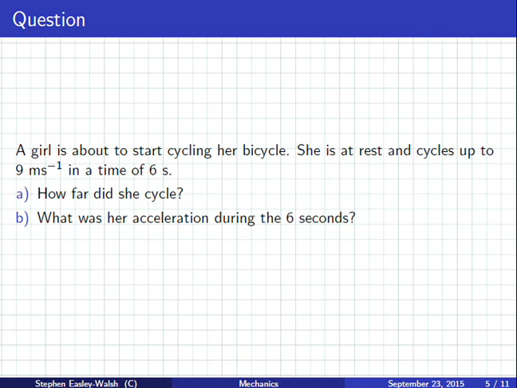Now before you do, which formula do you need? Which formula do you need? What do you think? Which one looks like the one that will be useful? I think V equals U plus AT would do it. Here, let me write this down. Okay, so the first one. For the first part, we use S equals U plus V over 2 times T.